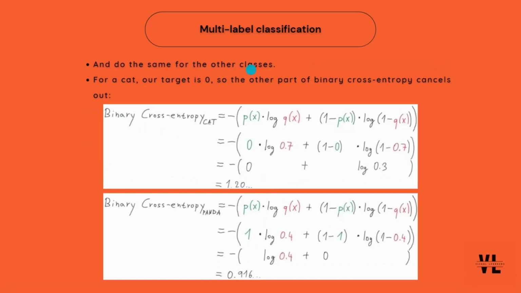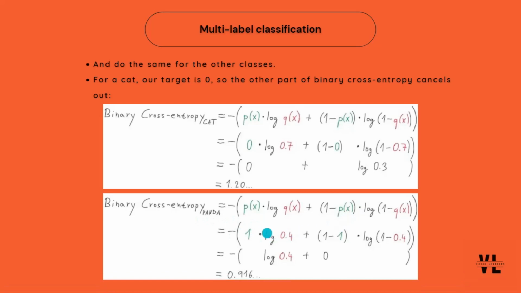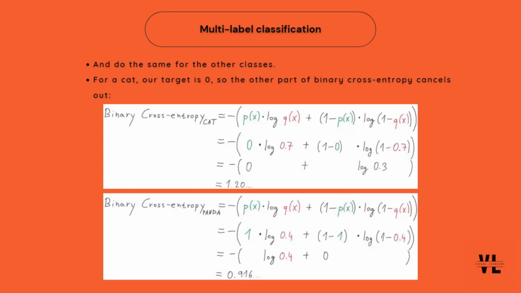And we do the same for the other classes. For a cat, our target is going to be 0. So the other part of the binary cross entropy cancels out. When we replace 0 for the case of the cat, the first term is going to be gone, and we just have the second term, and it's going to be 1.2. And finally, for the panda, we also have a 1 because we have a panda in the image. And this term is going to be gone because 1 minus 1 is going to be 0, and we only have this term, and it's going to be around 0.916.